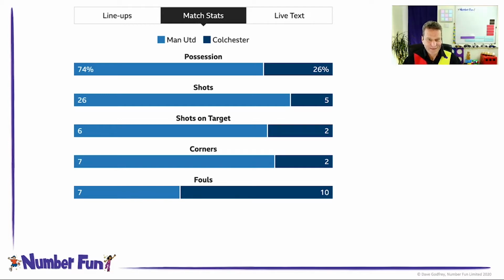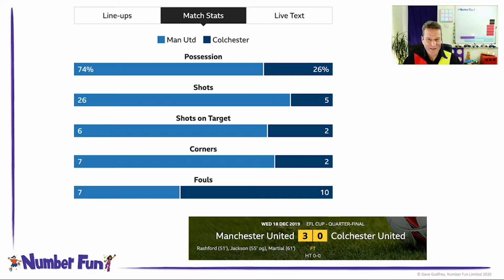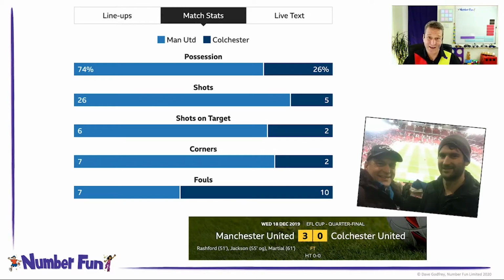Well, the game ended 3-0 to Manchester United. They were better than us, obviously. But here's some proof. Tim and I, my son and I, we were there at that game. So this is a use of bars, but it's not the Singapore bar model approach.